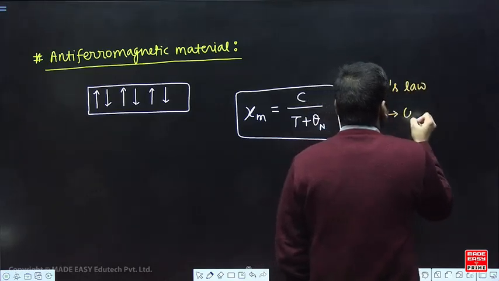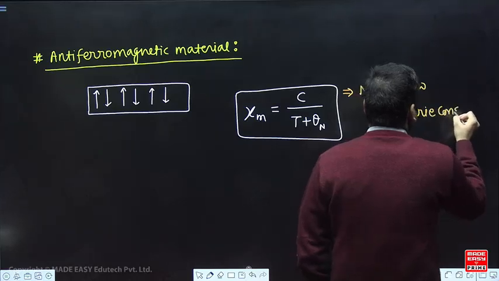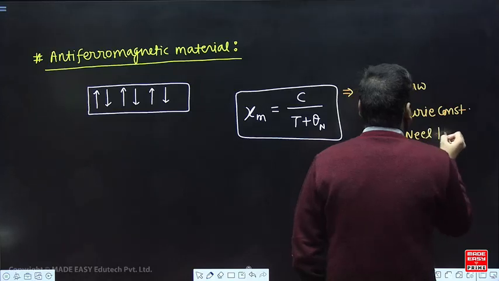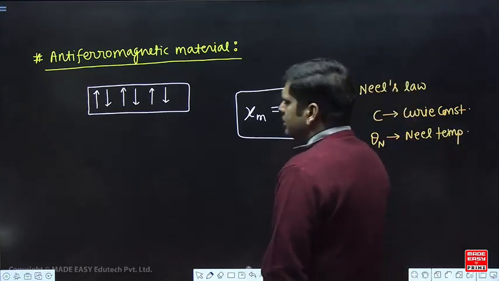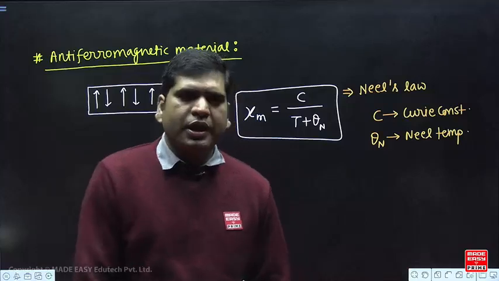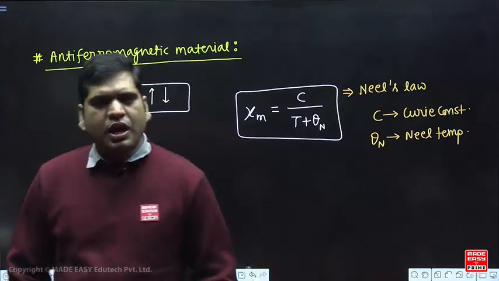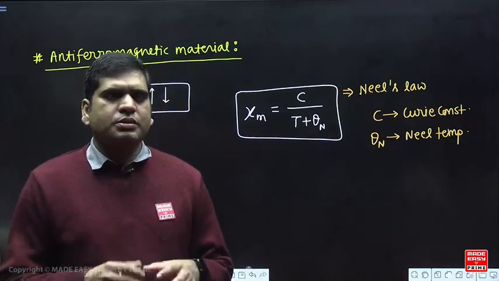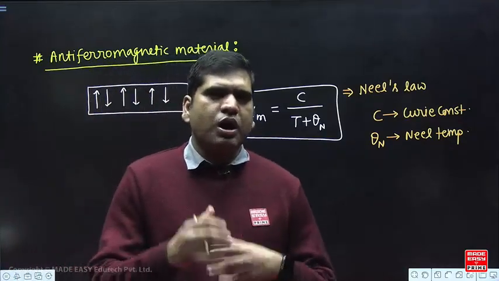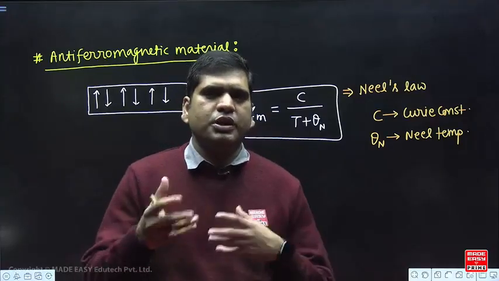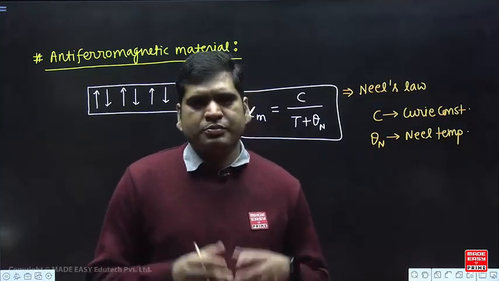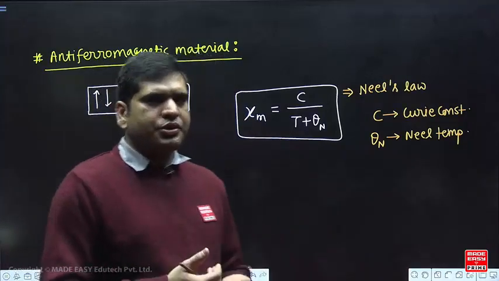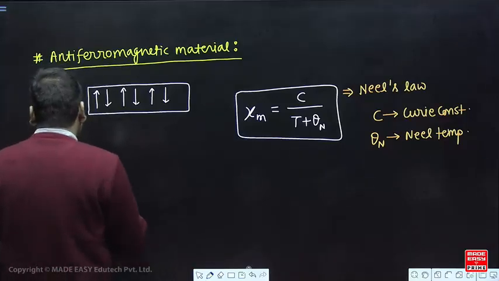Here C is Curie constant and theta N is Néel temperature. It is just like Curie temperature. Below this temperature your material will remain antiferromagnetic, but above Néel temperature it will become paramagnetic. Every material at higher temperature is going to become paramagnetic, because at higher temperature thermal energy would be very high. So all these dipoles, because of that thermal energy, will become random, and random dipole arrangement means paramagnetic. So these materials will also convert into paramagnetic after a certain temperature. That temperature is known as Néel temperature.